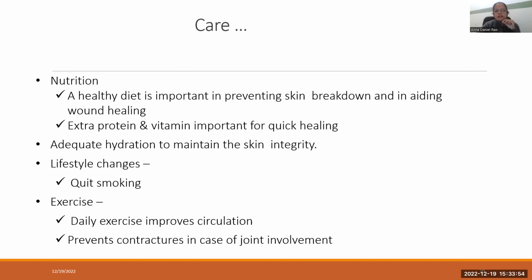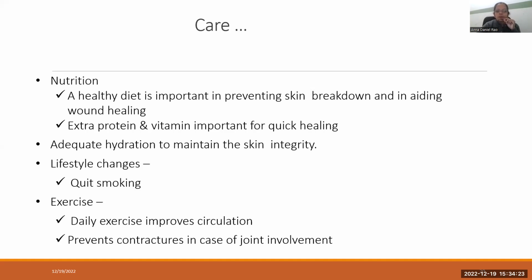What else can be done? Good nutrition is also another key to healthy development of the granulation tissues, right? So a healthy diet that is rich in protein and vitamins should be given to the patient. Vitamin C is also another good source of healing. Vitamin E is also good for skin, right?